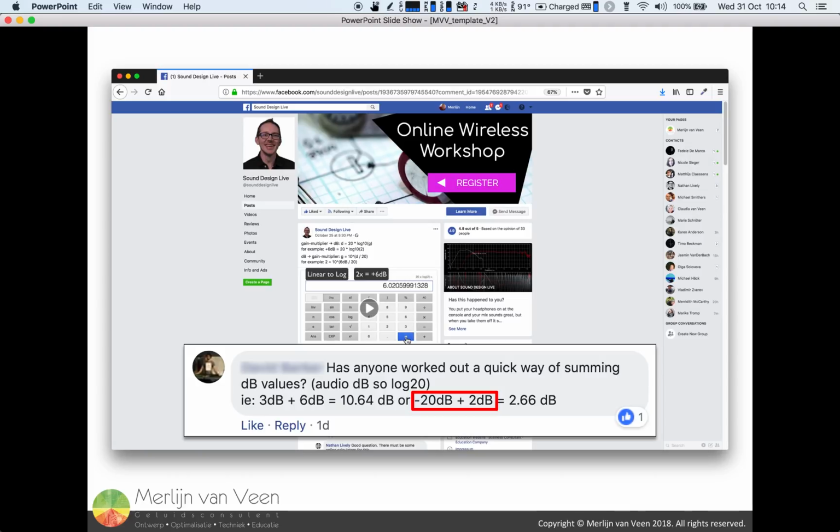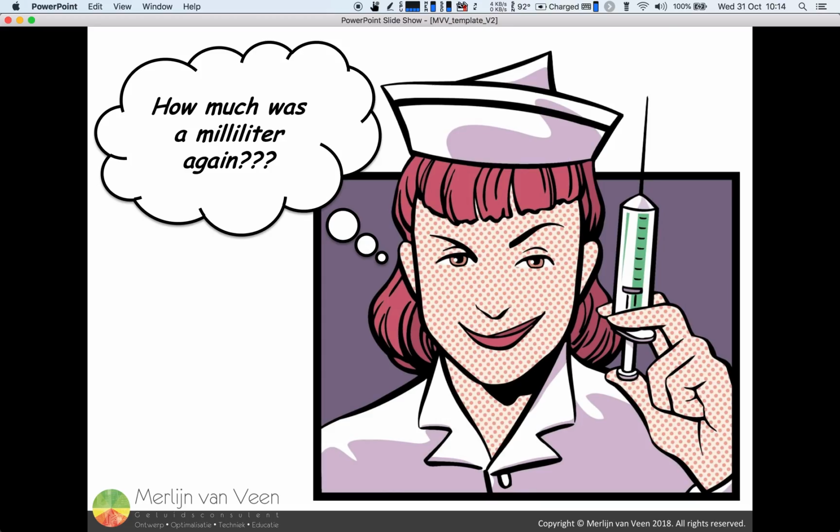So it would be kind of in our interest to have a thorough understanding of this decibel. Imagine that you have a nurse that is in charge of sedating you for surgery, and she doesn't have an understanding of what a milliliter is. Well, that could become very problematic.